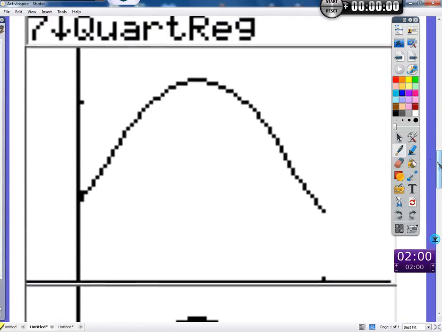Okay. So it'd be nice if we had a parabola that was as close as possible to this data, right?